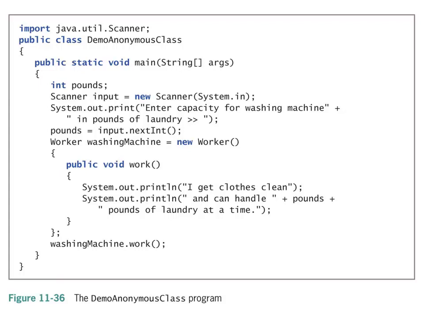The program prompts the user for the capacity of a washing machine. Rather than create a separate file to define a class named WashingMachine and have it implement Worker, the program creates a washingMachine object without naming a class for it. So it says Worker washingMachine = new Worker(). Then inside the curly braces, it overrides the work method in the Worker interface. And see, there's a semicolon after the closing curly brace. So those are the definition for the anonymous class. washingMachine.work() is the call to the work method.